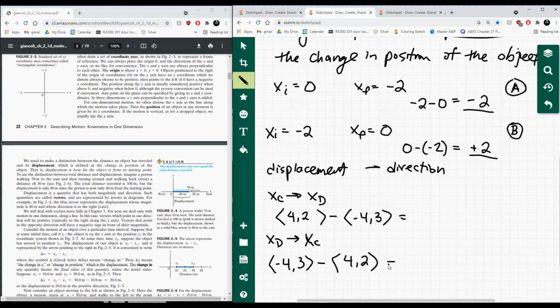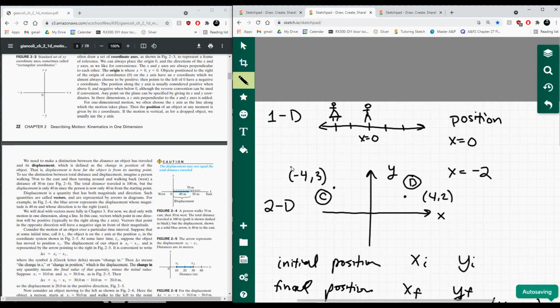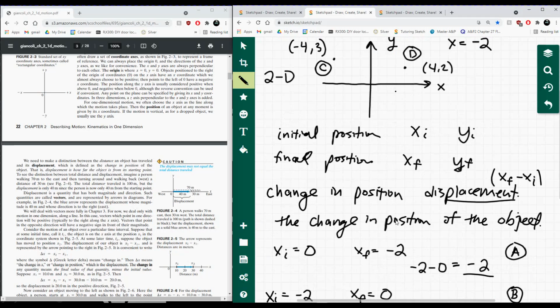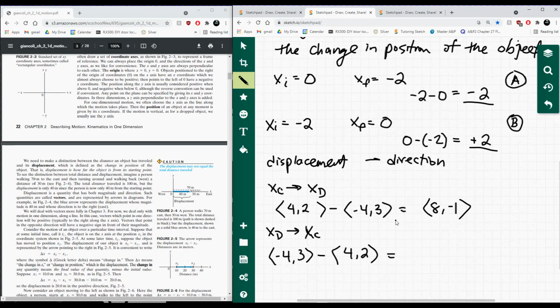And when we do this vector addition or vector subtraction, we end up with the following. So we would have (8, -1) to show that from C to D, we move exactly 8 units in the x direction, and we move 1 downwards, or in the negative direction of the y. Likewise, we expect the displacement in the reverse direction to have the same values, but now they're going to be negatives of one another. So we have (-8, +1).